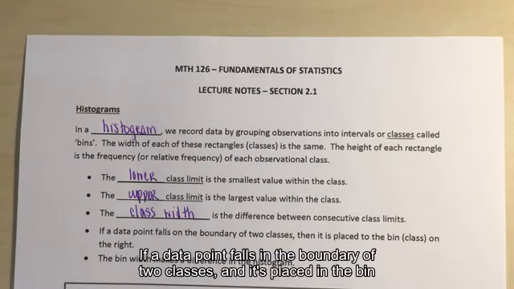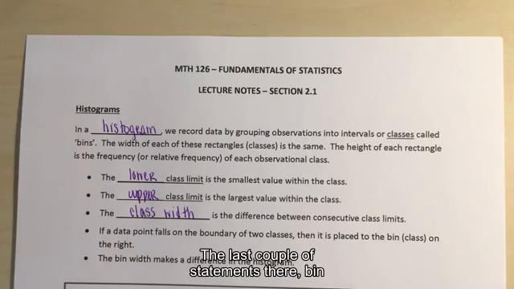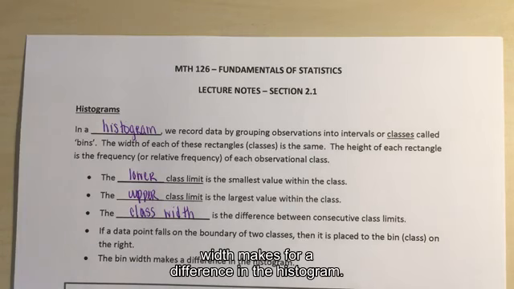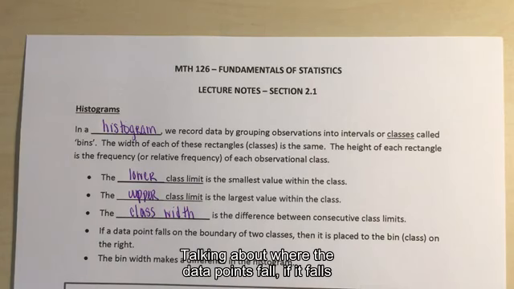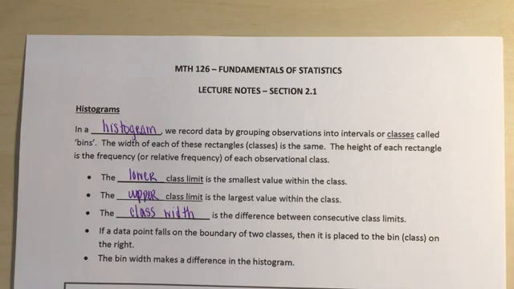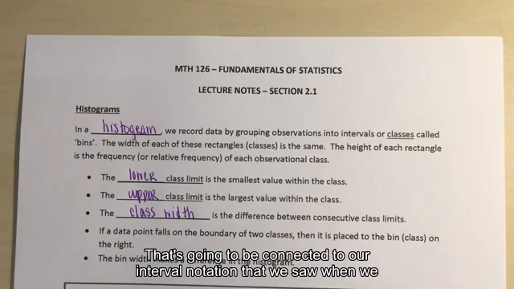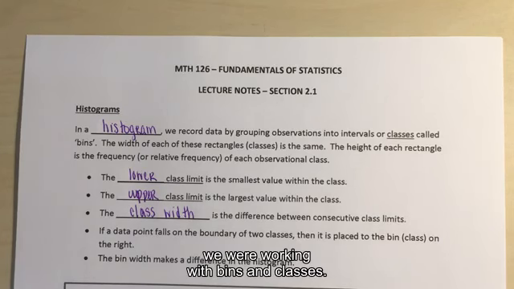If a data point falls on the boundary of two classes and it's placed in the bin or class on the right, the bin width makes a difference in the histogram. We'll see that as we work through some examples. If a data point falls on the boundary of two classes, it's placed to the right. That's going to be connected to our interval notation that we saw when we were looking at our frequency distribution, working with bins and classes.